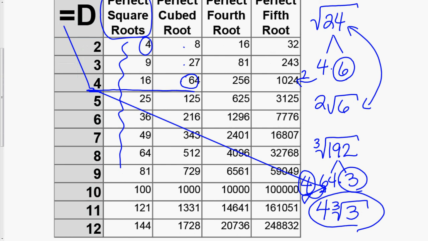Okay, that's how you use this chart. You try to find the number that's underneath. You try to find a number underneath it in the chart that will go into the number underneath the root evenly, and then you're going to break up that number underneath into the factors.